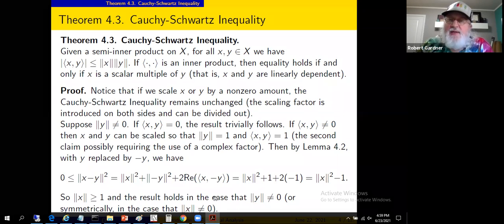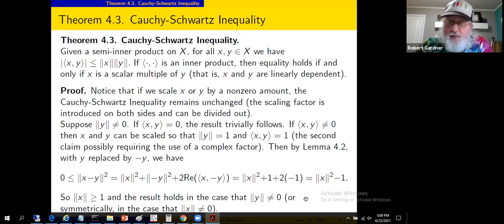Symmetrically, we could interchange the roles of x and y. That would affect nothing in the claim here. The conjugation that would appear when reversing the order of the inner product is absorbed by the modulus. So if x is a non-zero vector as well, then this holds. In other words, we've established the Cauchy-Schwarz inequality in the event that either vector x doesn't have norm zero or vector y doesn't have norm zero.